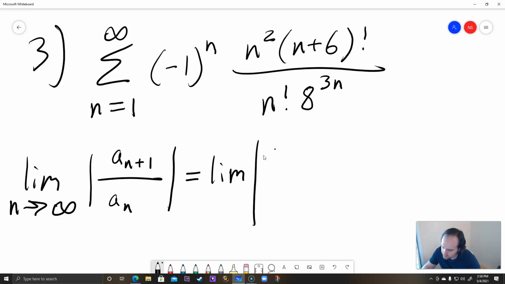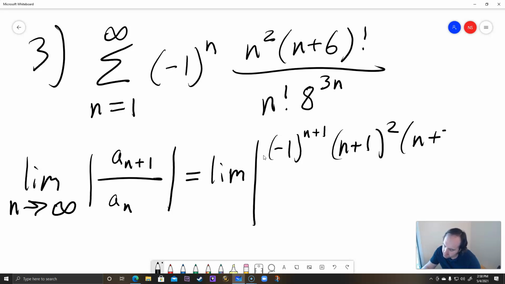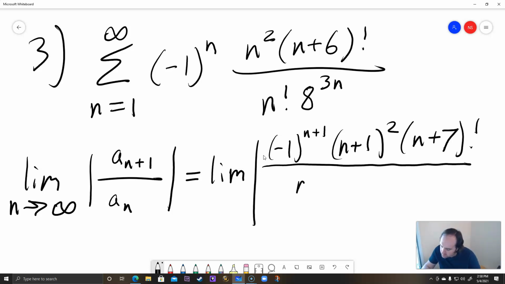Well, our numerator is going to be -1 to the n plus 1 times (n plus 1) squared times (n plus 7) factorial. Now, how did I get n plus 7? Well, n plus 1 plus 6 is n plus 7. So that's how I got n plus 7 factorial. And then our denominator is going to be (n plus 1) factorial times 8 to the 3 times (n plus 1) with parentheses around it.